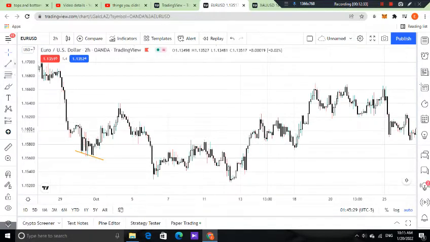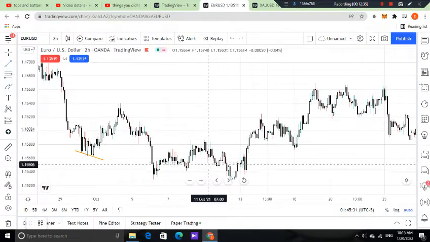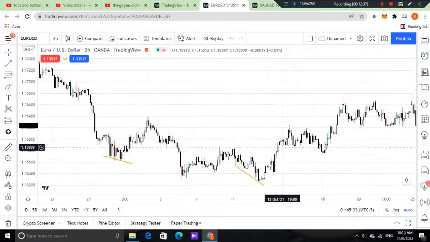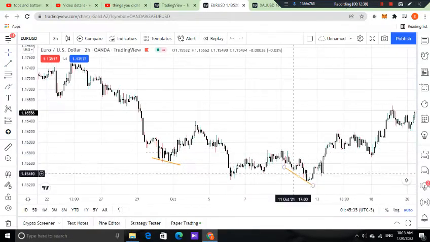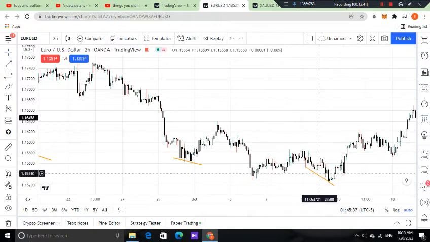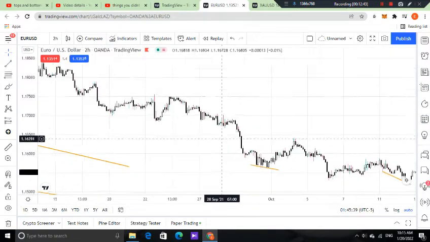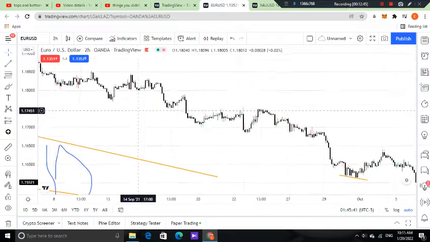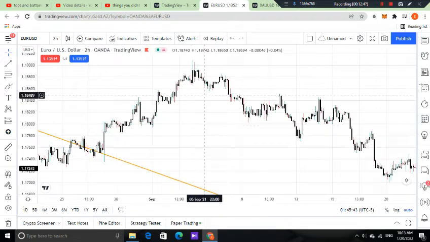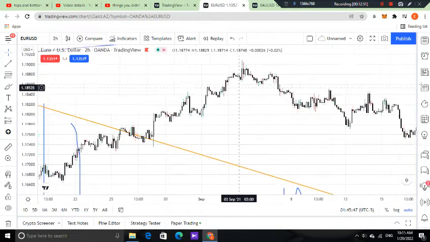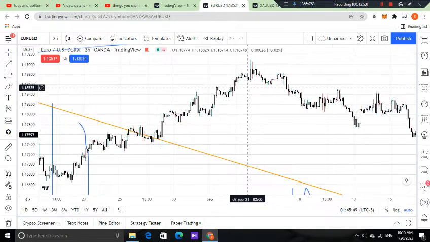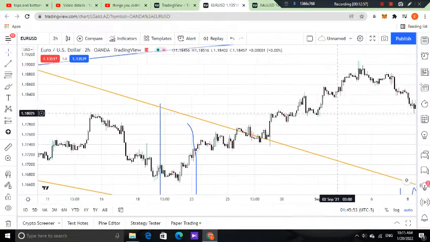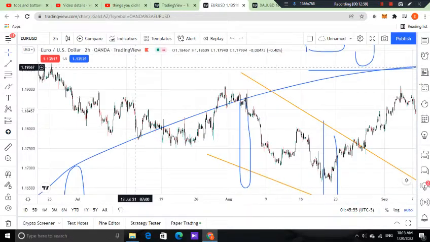This one, maybe it's a wedge. See, 3 pushes down. We have an undershoot here. When a price can't make it to touch a line, we call it undershoot. But when it crosses that line, we call it overshoot.